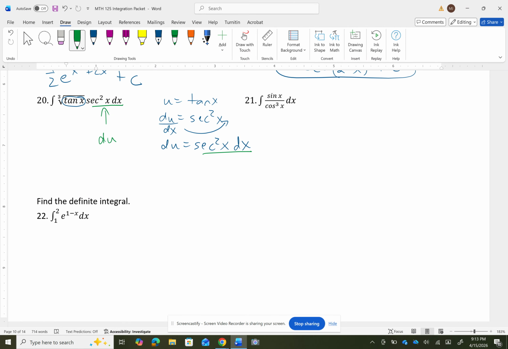And then I'm going to take this tangent x, which is under the radical, and replace it with u, and rewrite that as u to the 1/3.